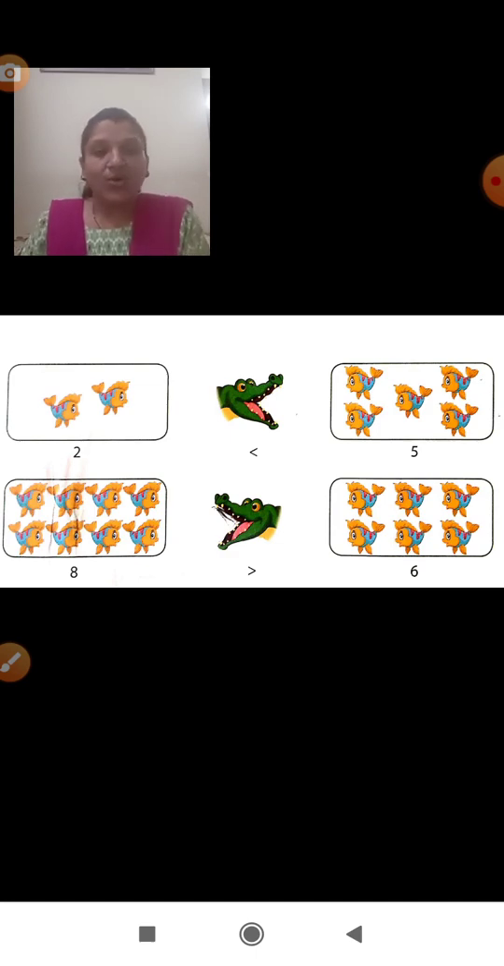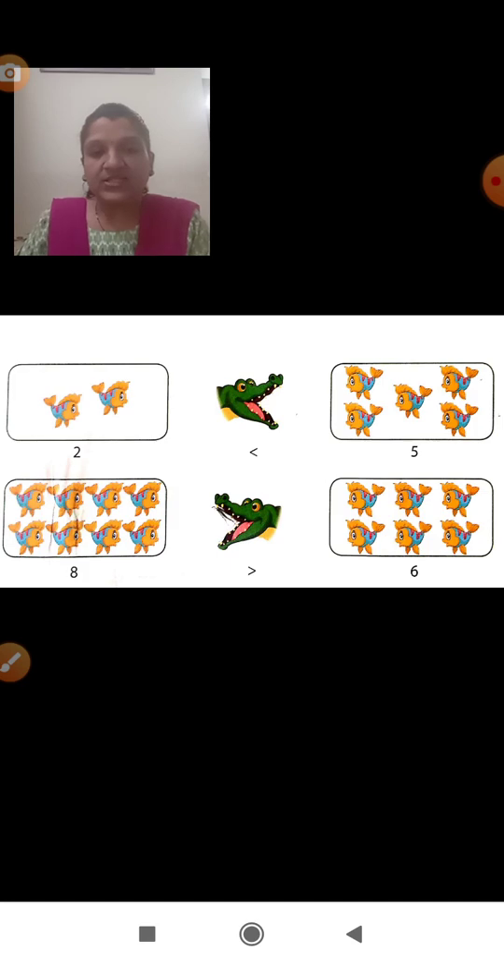How does it look? It looks like a crocodile mouth. And where does a crocodile open her mouth? At the more number of objects. You know that now, right? So here we say 2 is less than 5. And crocodile has opened her mouth at number 5.